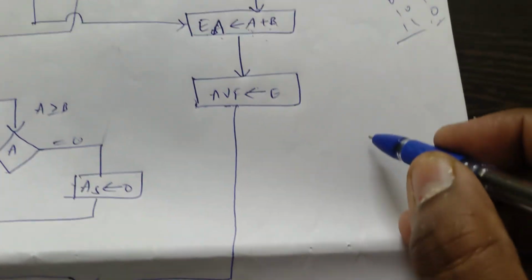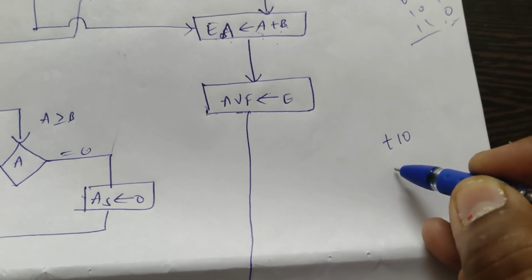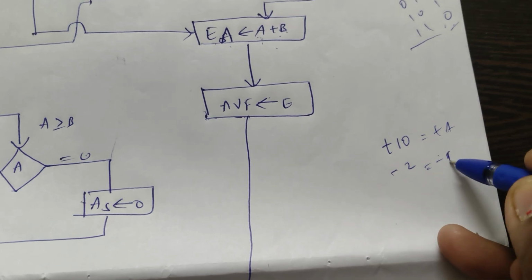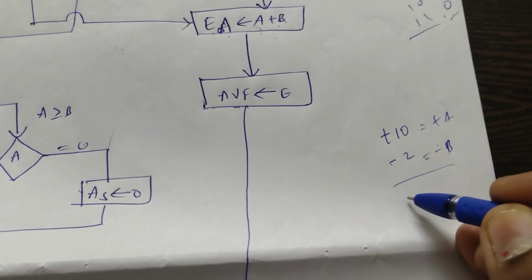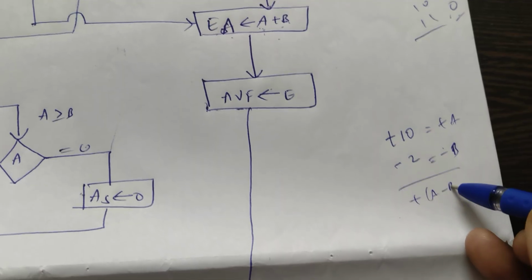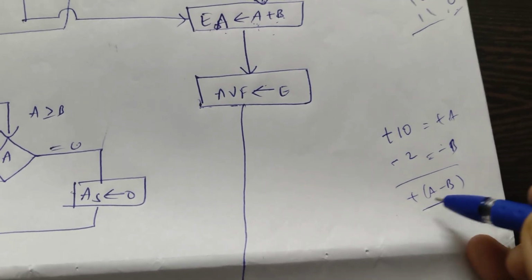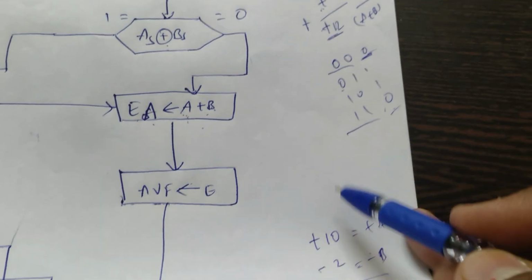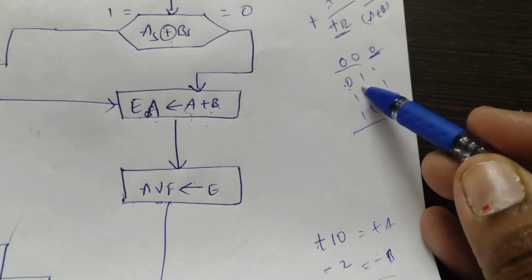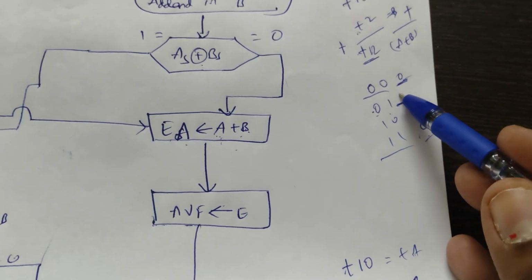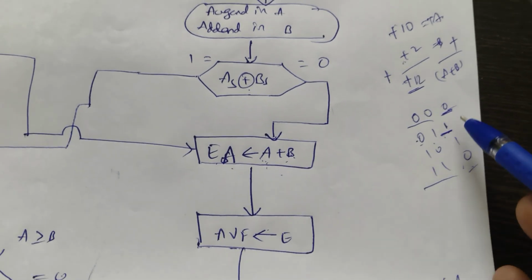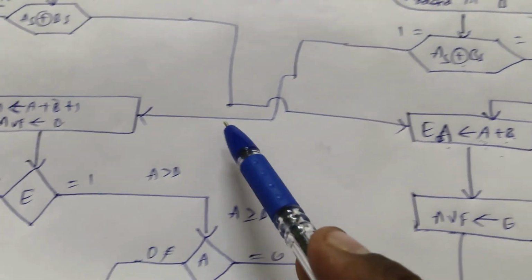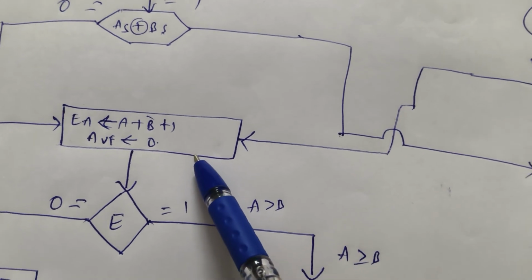So if the signs are the same, it performs addition. But if the signs are different, like A is plus 10 and B is minus 2, what is the answer we will get? It is A minus B, which means it is going to perform a subtraction operation. So for different signs, 0 and 1, the XOR gives 1, and it performs the subtraction operation, nothing but A minus B.